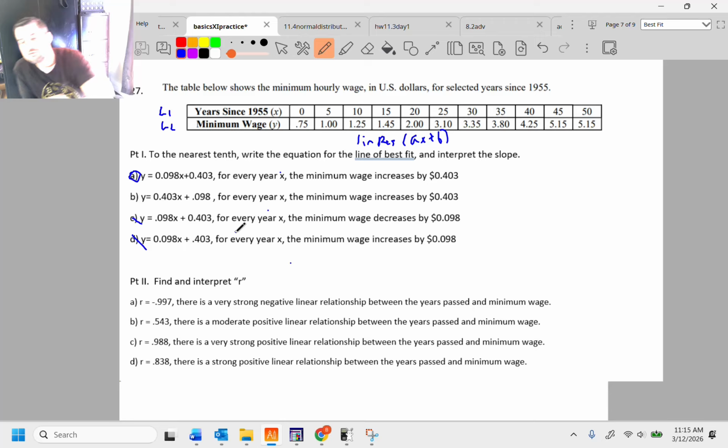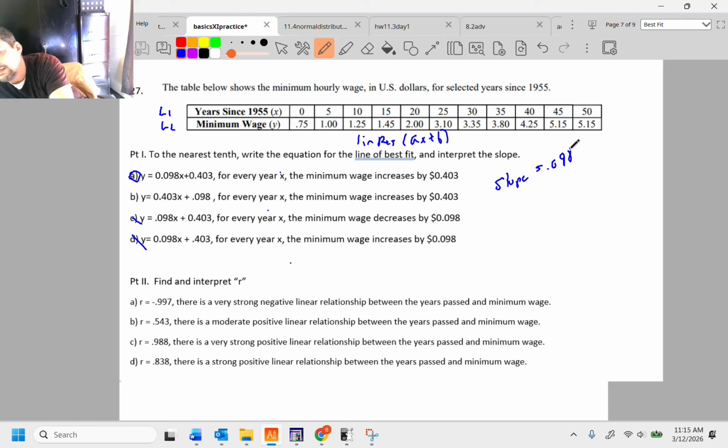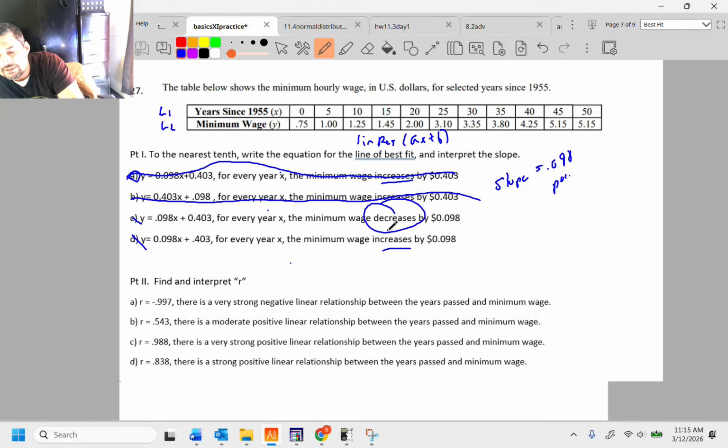Now, you are supposed to interpret the slope. Your slope was 0.098. That means that every year it is positive, we increase. Now, this guy's got the slope wrong. It says the slope is 0.403, so it's not this guy. This guy had the equation wrong. This guy says decreases. Choice D.